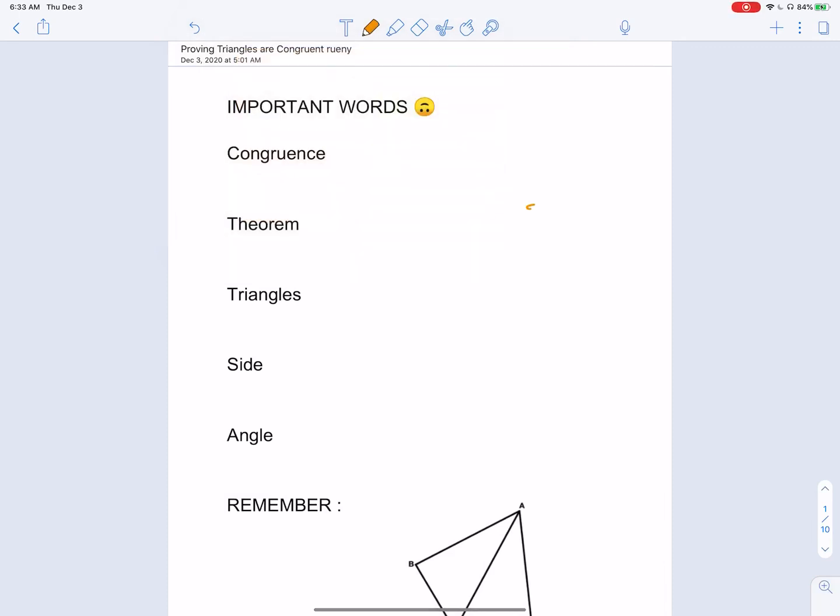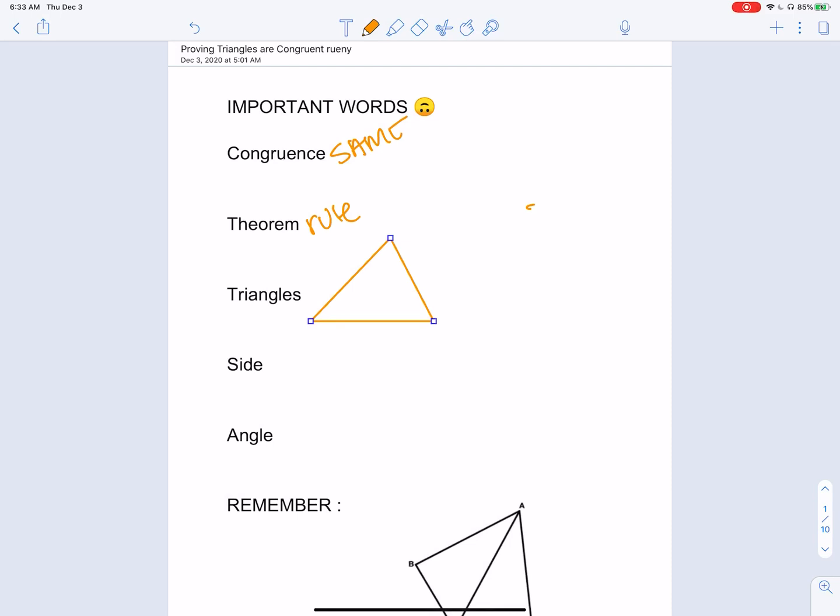All right, so important words. Congruence means same. Theorem means rule. It's just a rule. Triangle obviously is a triangle. Oh, that's a really terrible triangle I drew. You get the point. I'm gonna try to draw a good triangle.